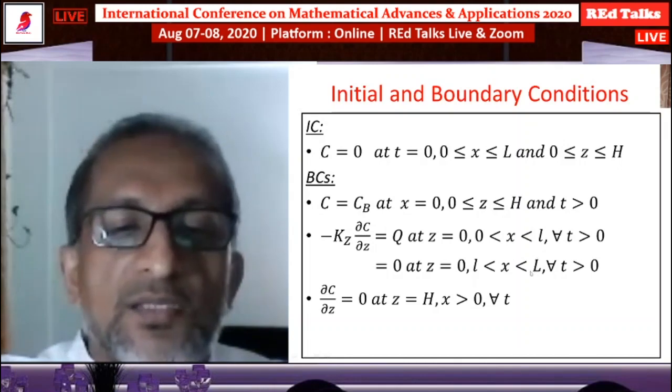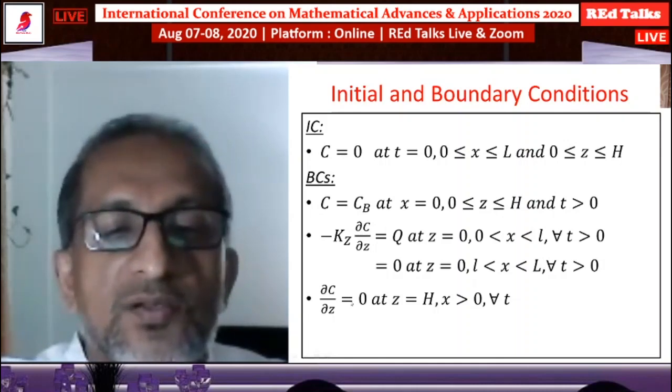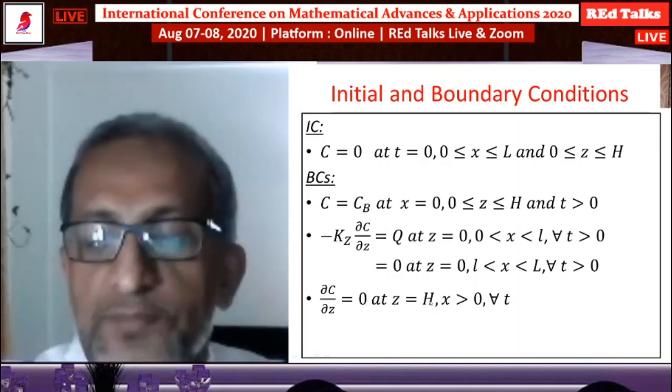And there is a mixing height where the pollutant will not be escaping. So ∂C/∂z is 0 at z equal to H. So this is the upper boundary condition.